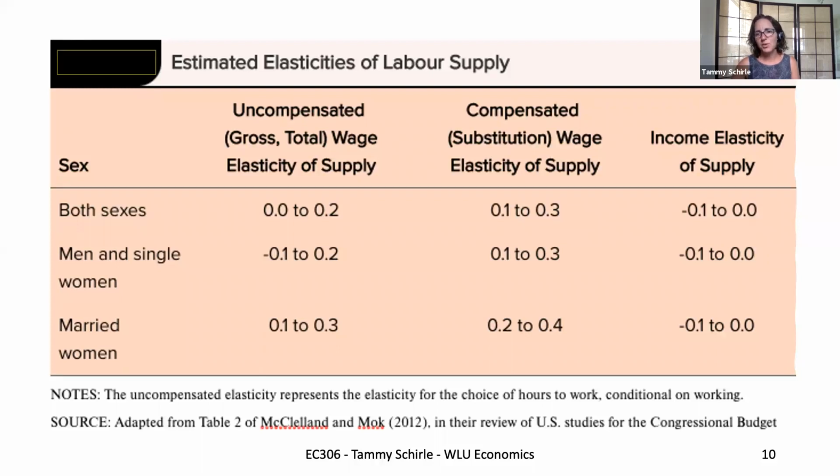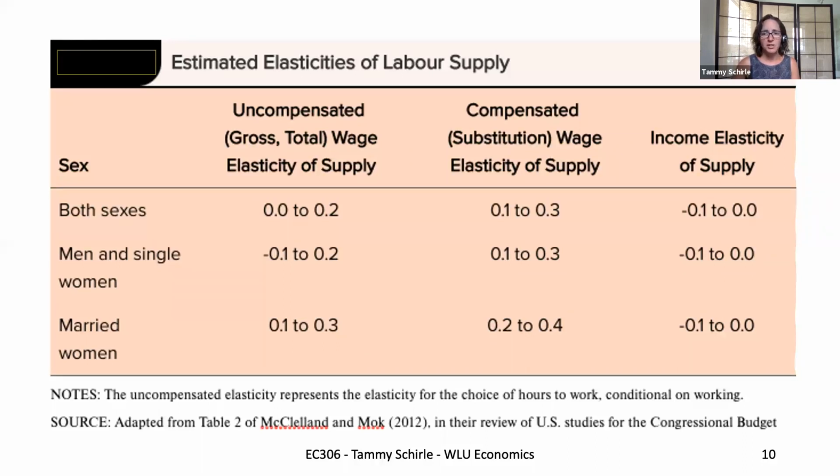For men and single women, we see the compensated wage elasticity is positive, as expected, and ranges between 0.1 and 0.3. So we would say that a 1% increase in wages is associated with a 0.1 to 0.3% increase in hours worked after compensating for any extra income. Income effects are close to zero, with some estimates that are negative. So we expect people to work less when they receive more non-labor income.